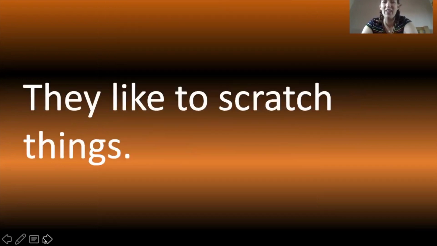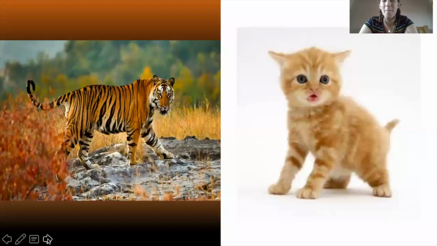They like to scratch things. Do you think a tiger likes to scratch things? Or do you think a cat likes to scratch things? Or do they both like to scratch things? Both! Both animals like to scratch things.